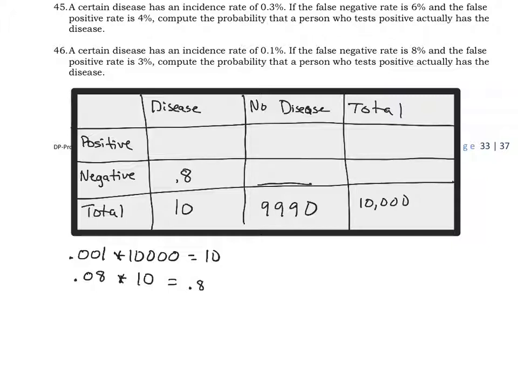So to get the number of people who tested positive who had the disease, we will subtract 10 minus that 0.8% and get 9.2%.